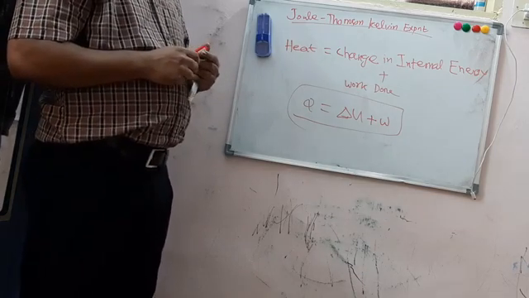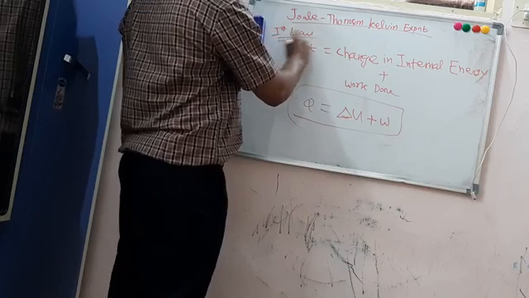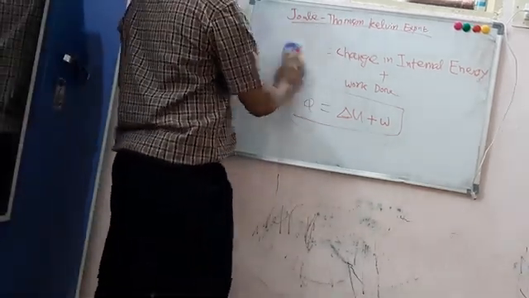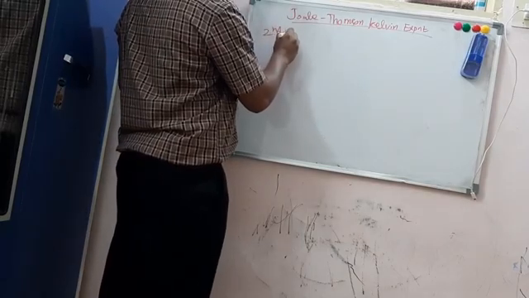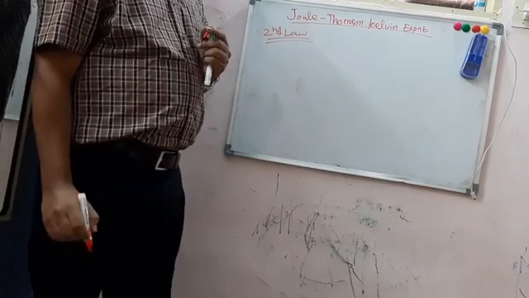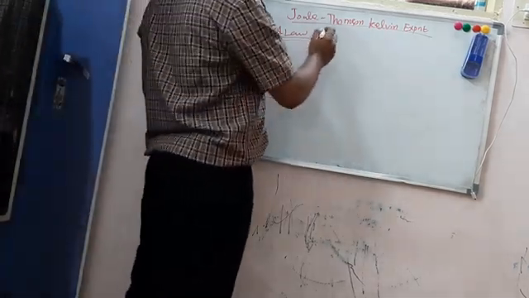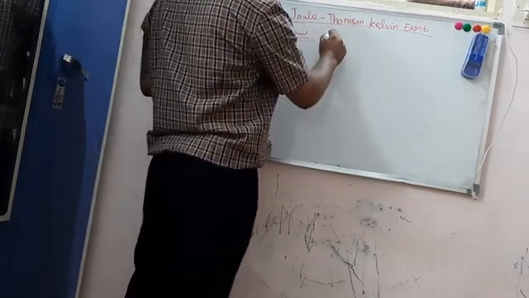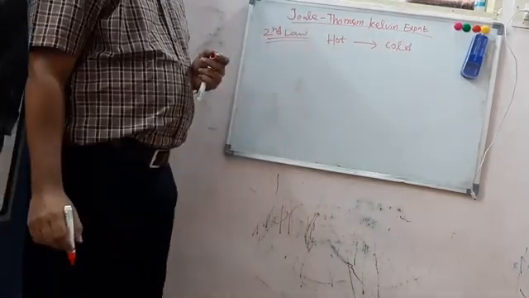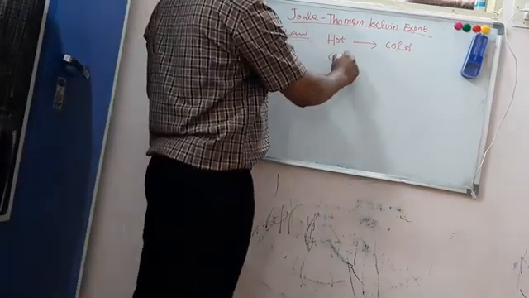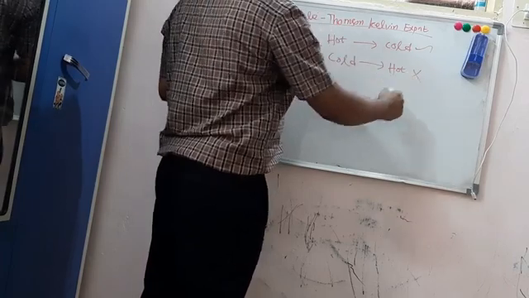This is the first law of thermodynamics. Now we will see the second law of thermodynamics. According to it, heat never flows from a cold to a hot object. That is, heat always flows from a hot to a cold object. So heat never flows from a cold to a hot object. This is not possible.